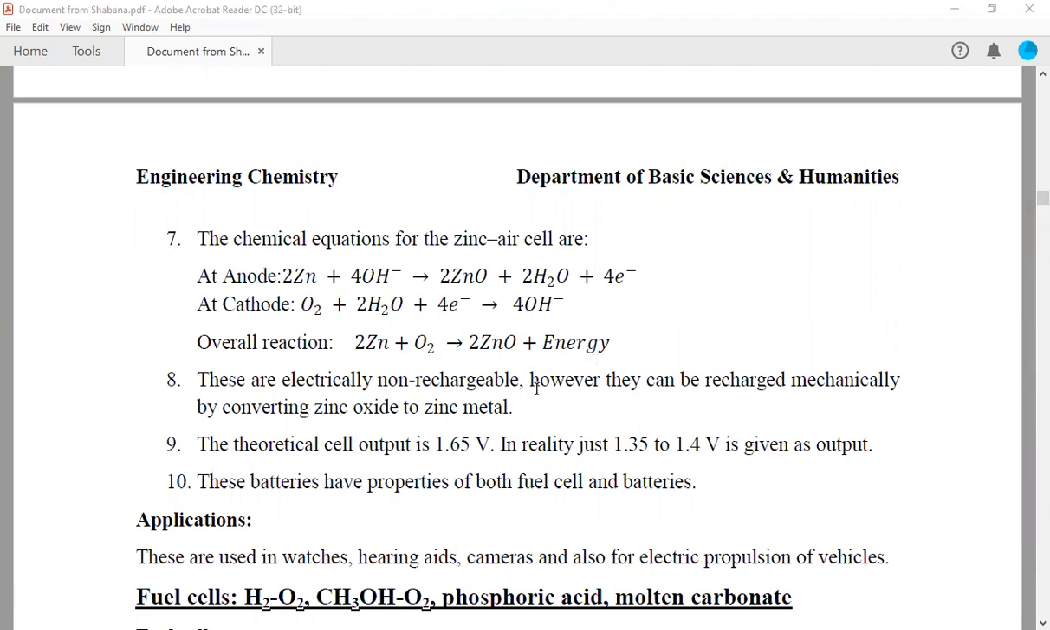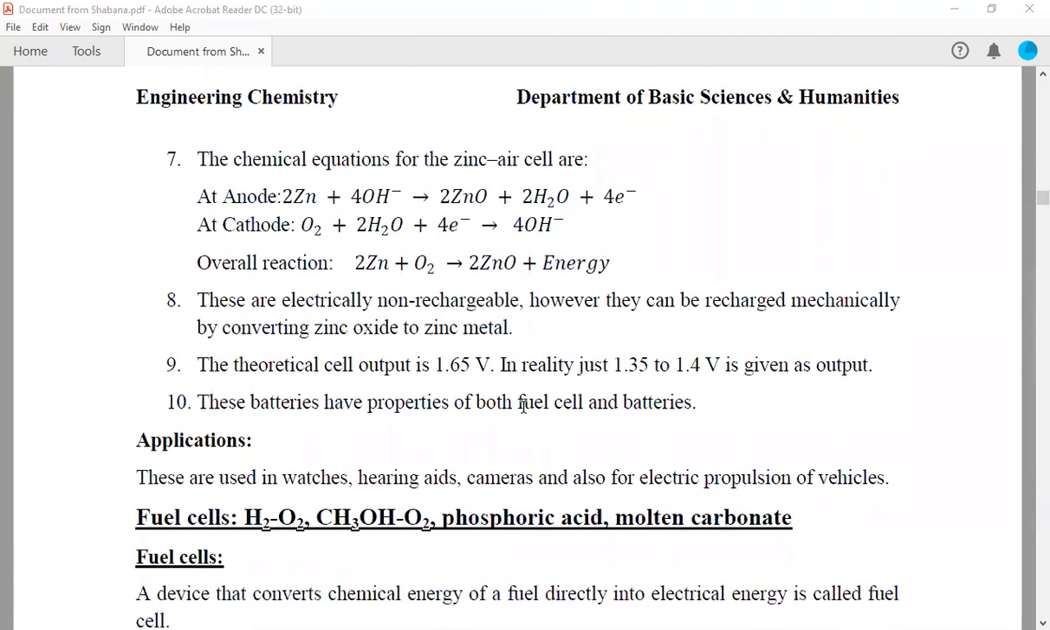And these are electrically non-rechargeable, and they can be recharged mechanically by converting the zinc oxide to zinc. The cell output is 1.65 volts. It is theoretical, but in reality it is only 1.35 to 1.4 volts as output.